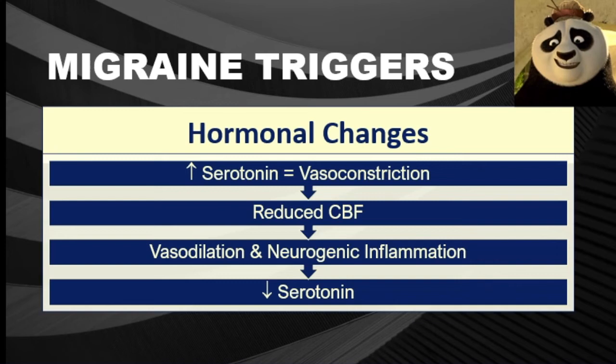Okay? Now, if you would look at it here, once there is an increase in serotonin, class, that would lead to vasoconstriction. And because of vasoconstriction, there will be reduced cerebral blood flow. And because of the reduced cerebral blood flow, your autoregulatory mechanism would try to activate. Okay, your autoregulatory system will try to increase the blood pressure, and then to increase the blood flow going towards the brain or the cranial area. Now, that would lead to vasodilation and later on neurogenic inflammation. And then later on, that would lead to decrease of serotonin.